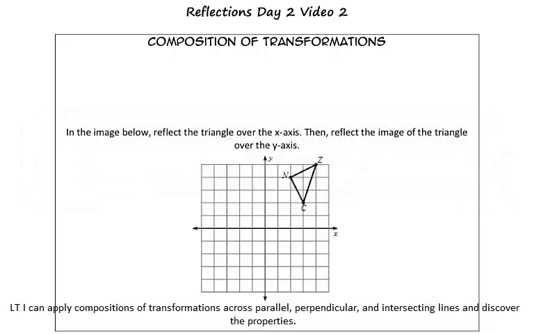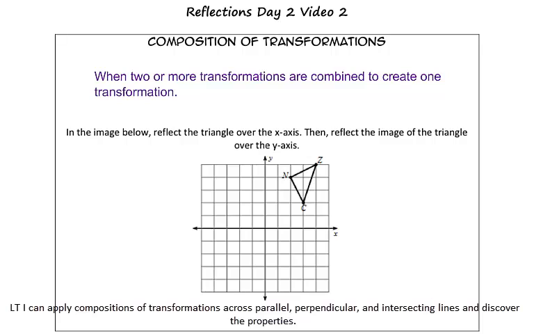So, first we want to talk about what is a composition of transformations. A composition of transformations is when two or more transformations are combined to create one transformation. So what we mean by that is maybe a reflection followed by a second reflection. So we're going to apply this and see what this looks like.